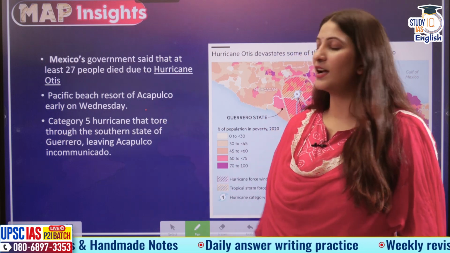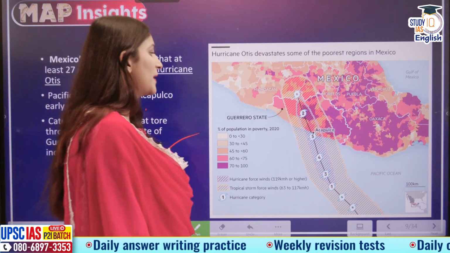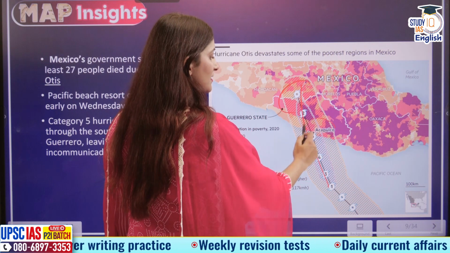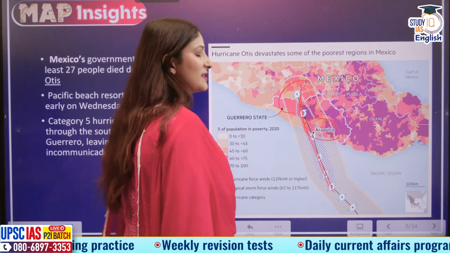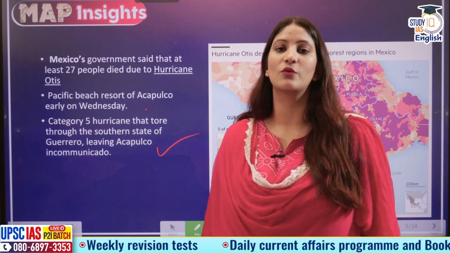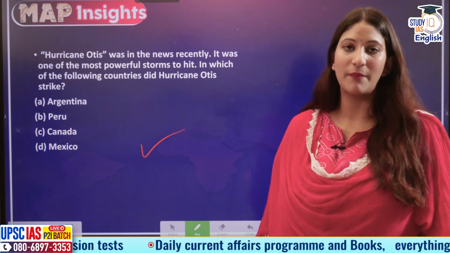Otis is actually a Category 5 hurricane and it has impacted Mexico, especially the Acapulco region. Okay, this is Acapulco. And this has claimed the lives of many people. That is why it is important for us to know about it. So the correct answer is option D, that is Mexico.